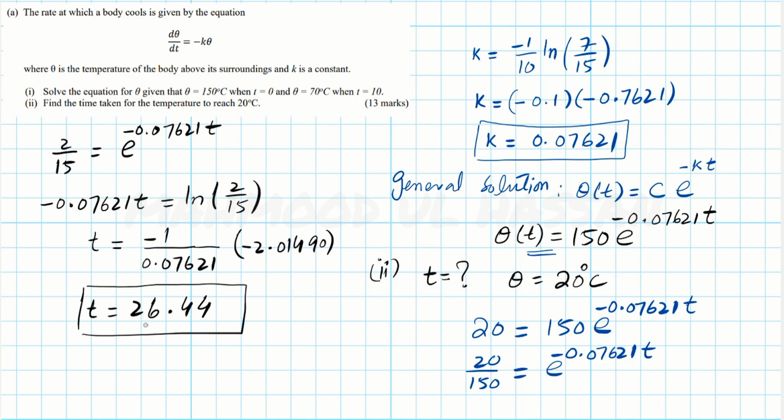So the time is 26.4 when the temperature reaches 20 degrees Celsius. Okay, so this is our time. So when the temperature reaches 20 degrees Celsius, the time taken would be 26.4.